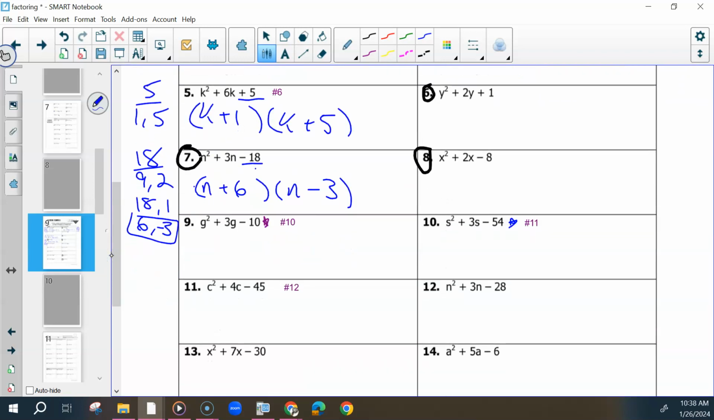Alright, let's do another one, number 8. Factors of 8. 4 and 2. 8 and 1. If we were to make one of those negative and add or subtract them together, which one would get positive 2? 4 and 2, which one would be the negative? So then when we write those two factors, what would that look like? X plus 4, X minus 2.